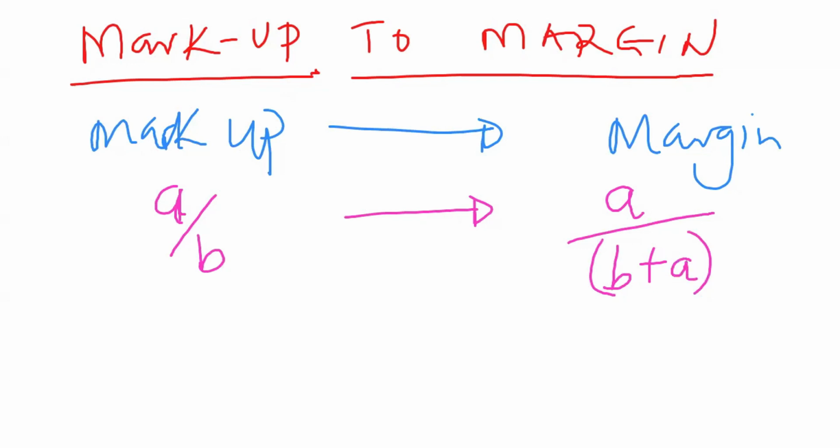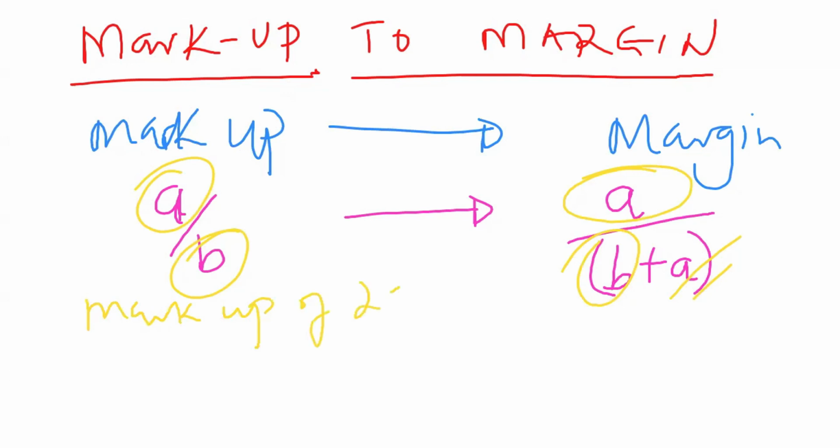So what we mean is that we maintain the numerator. The numerator here becomes the numerator here under margins. The denominator also remains the same, but on the denominator we add this numerator A. So for example, let's say we have a markup of 25%.